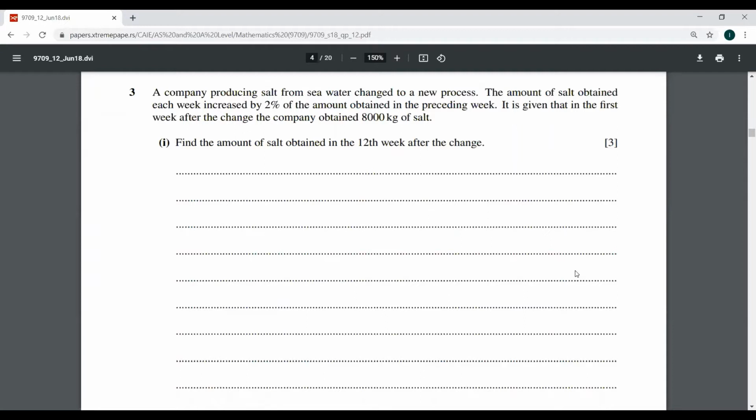So is that AP or GP? GP. So we can right away write down that r is going to be 1.02 because it will always be 102% of the preceding week. Given that in the first week, they got 8,000 kg of salt. Find the amount of salt obtained in the 12th week. So we have to find A12. That is a r raised to power 11. That is 8,000 times 1.02 raised to power 11.